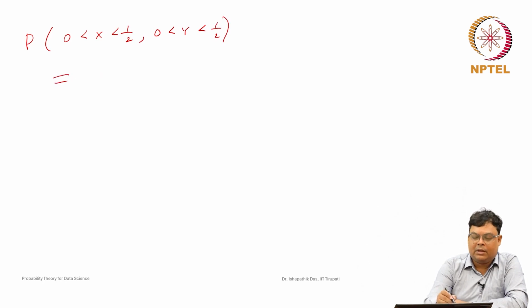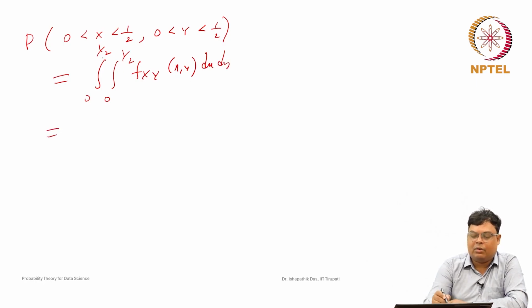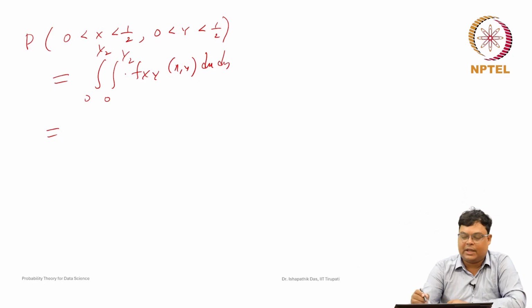Probability that 0 < x < 1/2, 0 < y < 1/2. By definition, this is the integral from 0 to 1/2, 0 to 1/2 of f(x,y) dx dy, but this function is not non-zero over the whole region. So, let us check that.